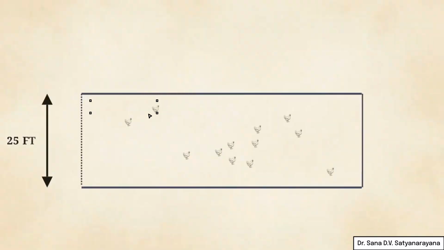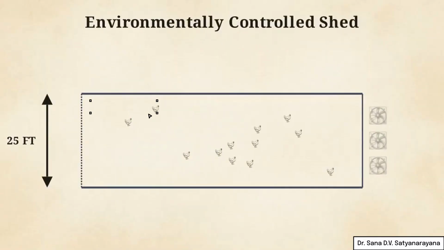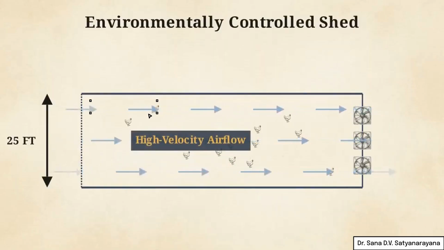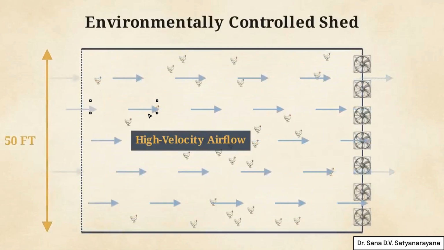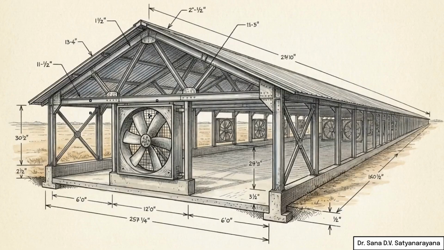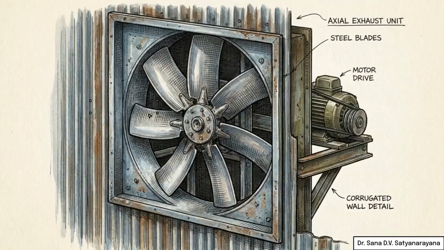If a farm invests in an environmentally controlled tunnel ventilation system, mechanical exhaust fans force high-velocity air down the length of the building. This allows the width to be safely extended to 50 feet. While a shed's length can theoretically scale infinitely with the size of the flock, the chosen ventilation technology dictates a hard mathematical ceiling on its width.